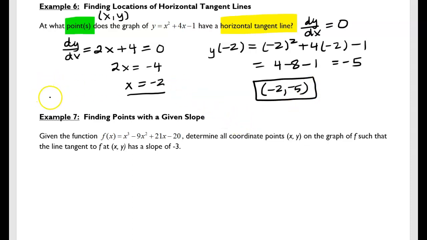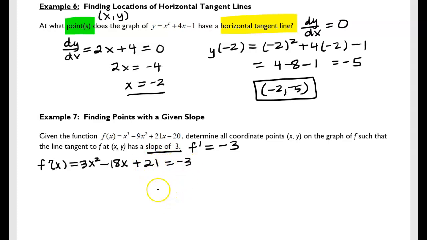And lastly, number 7, we're given a function f of x, and it asks us to determine all coordinate points, so again the x, y, on the graph of f such that the line tangent has a slope of negative 3. Again, when I see that slope of negative 3, automatically you think derivative is equal to negative 3. So I need to find my derivative first because I'm only given f of x. And then I'll set it equal to negative 3 and I'll solve. So f prime of x is equal to 3x squared minus 18x plus 21. Then I'm going to set that equal to negative 3.